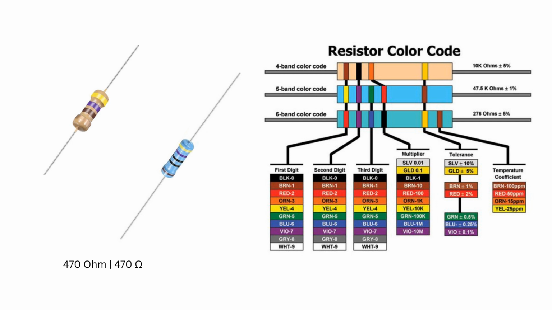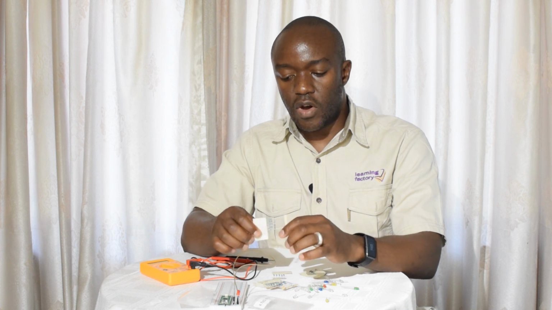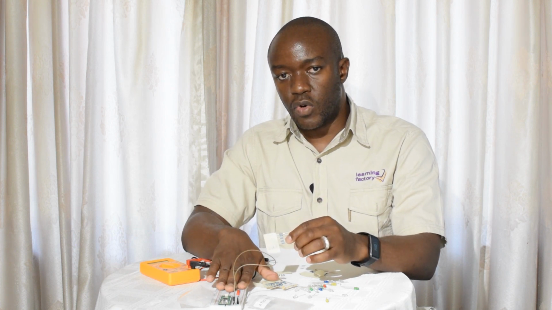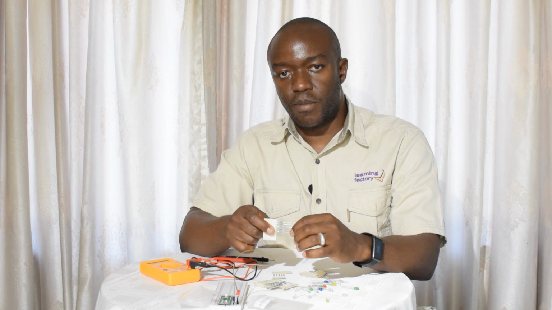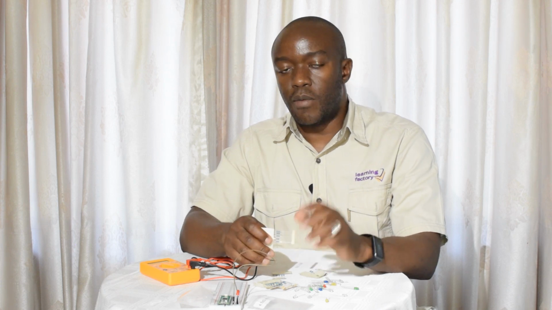In the next activity, we're going to connect different resistors to LEDs on a breadboard and connect that to a Raspberry Pi Pico to show you how different resistances determine the amount of light coming from an LED.